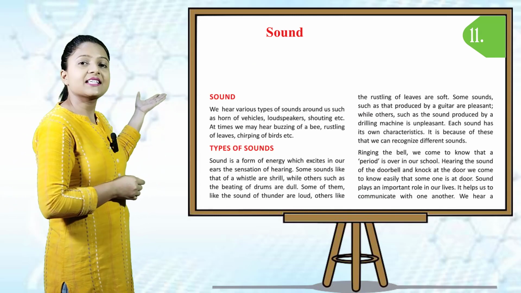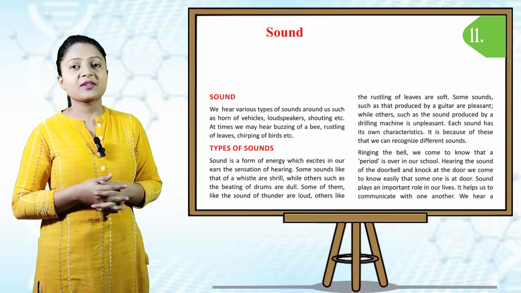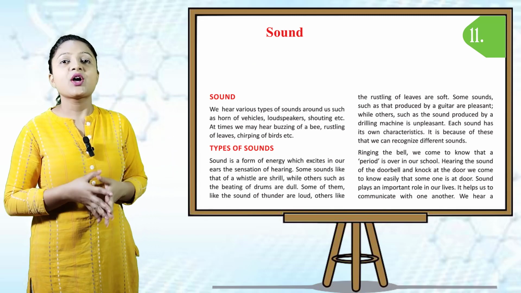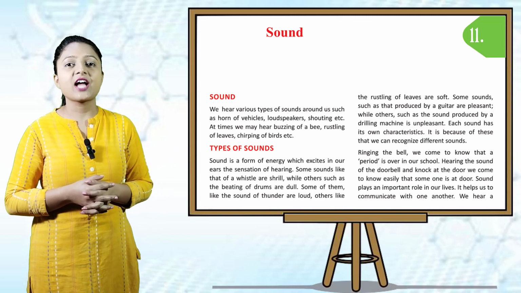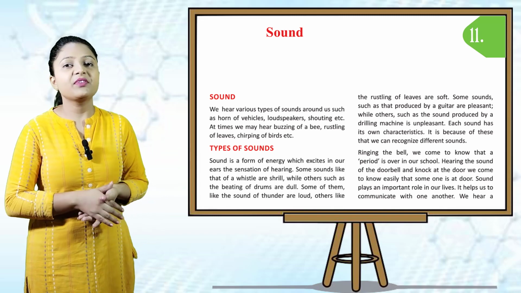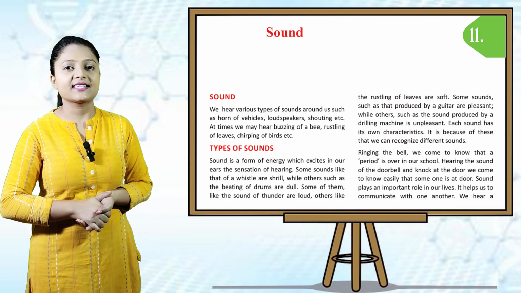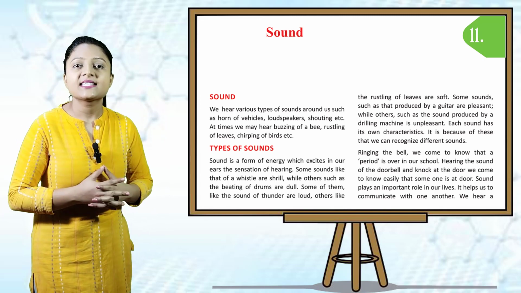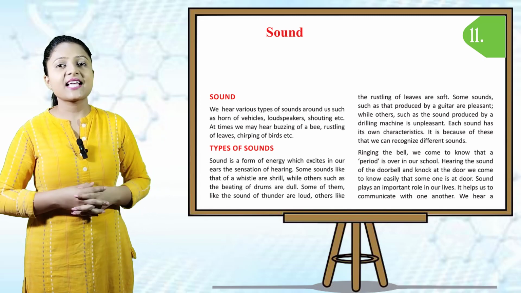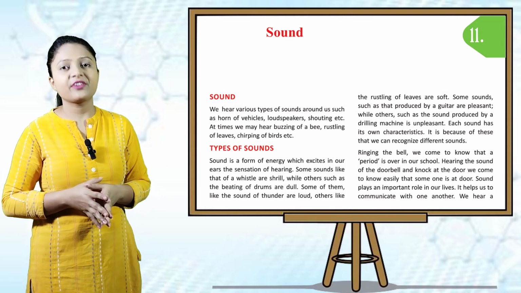Let's start the chapter. Sound. We hear various types of sounds around us, such as horn of vehicles, loudspeakers, shouting, etc. At times, we may hear buzzing of bee, rustling of leaves, chirping of birds, etc. Types of sounds. Sound is a form of energy which excites in our ears the sensation of hearing.